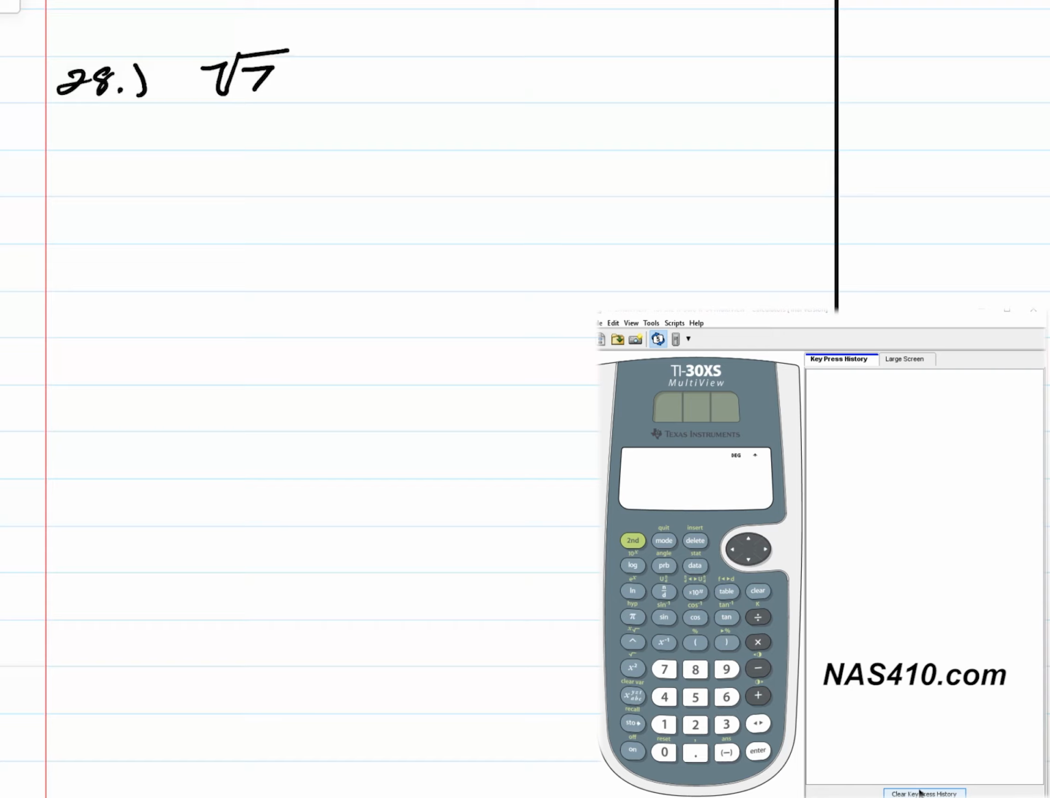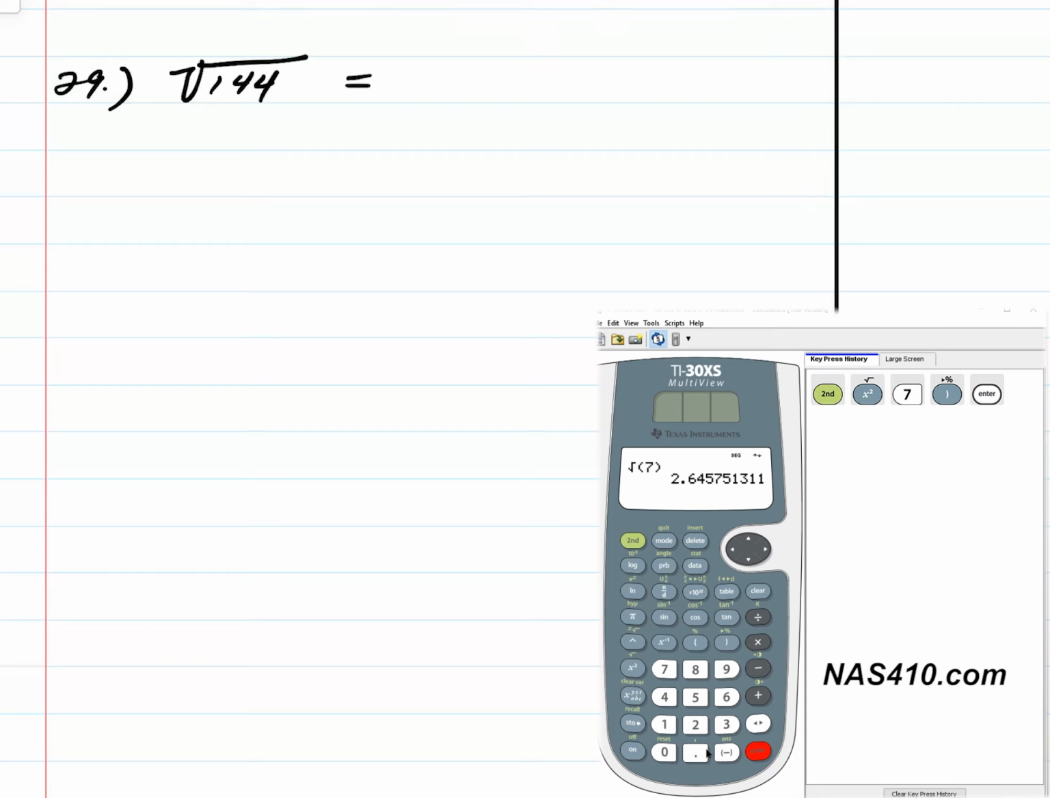28, square root of 7. This is a problem that I showed you in episode 1, okay? And basically, we're just going to do this in our calculator. So I push the second key, and then the square root button here. And I put 7, close my parenthesis, push enter, and I get 2.64. And I could round that. If I rounded that to 2 digits, I would say it's 2.65.